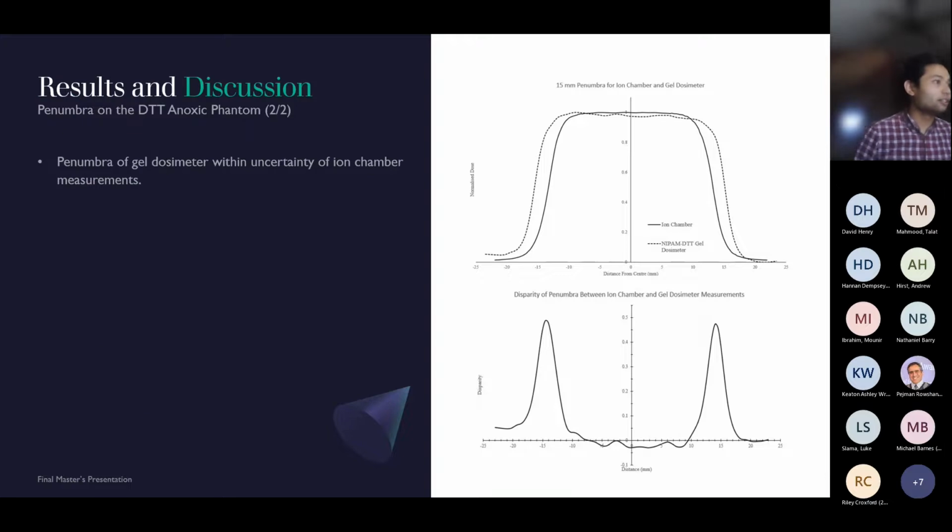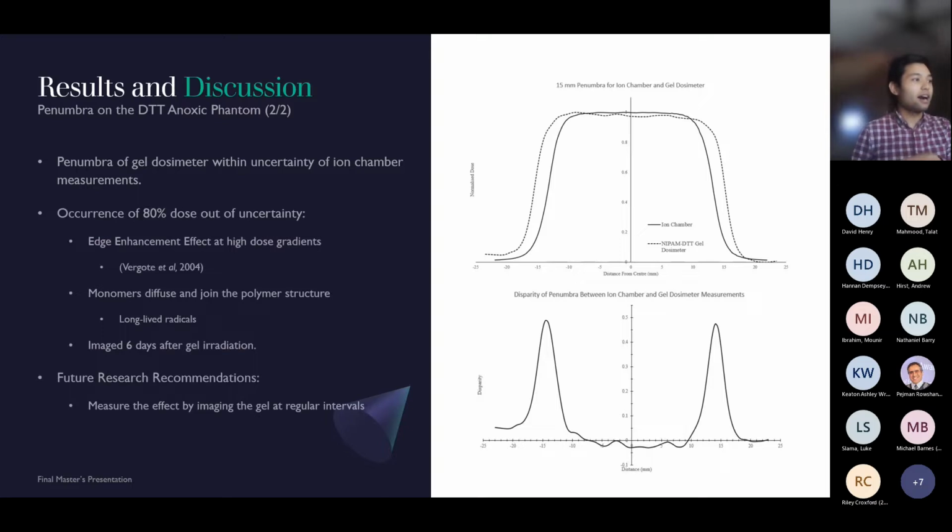Yes. And so the penumbra on the gel dosimeter is within the uncertainty of the ion chamber measurements, but the occurrence was out of uncertainty. And there are a couple of reasons why, or maybe just one reason why. One of the reasons is called the edge enhancement effect on high dose gradients.